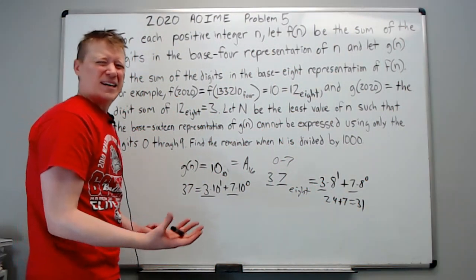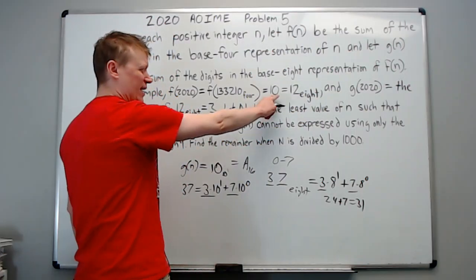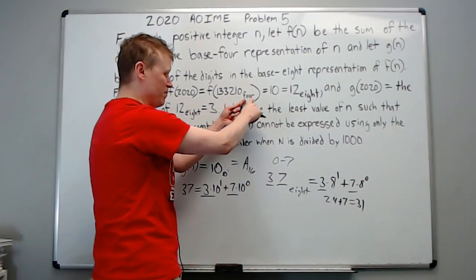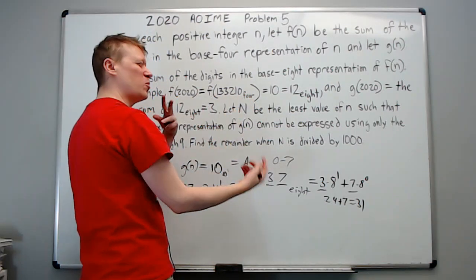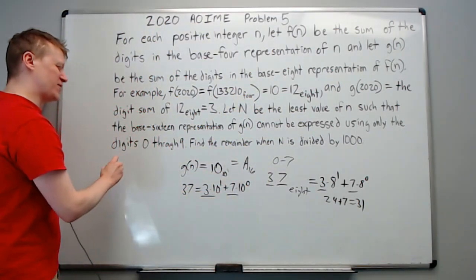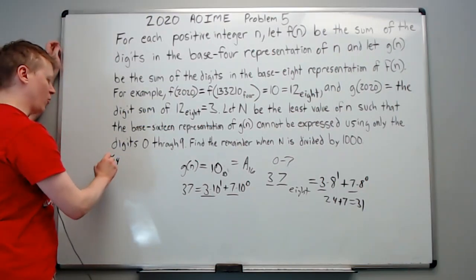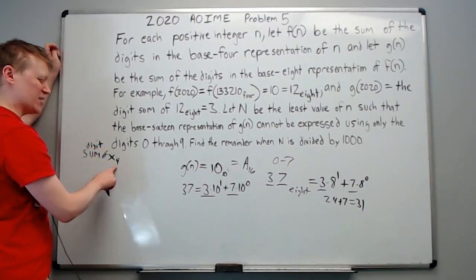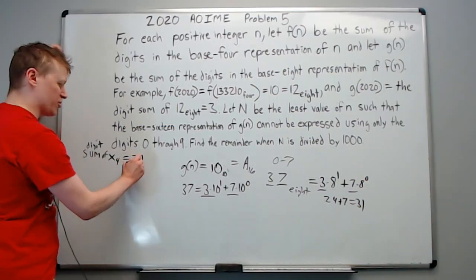Well, where did we get this 31? Where did this 10 come from, right? This 10 came from the sum of the digits of this number in base 4. So what we need is the sum of the digits in base 4, right? Digit sum of some number in base 4 to be equal to 31.